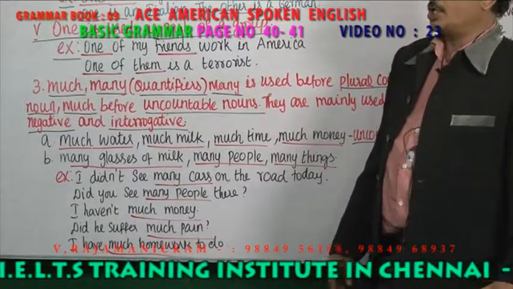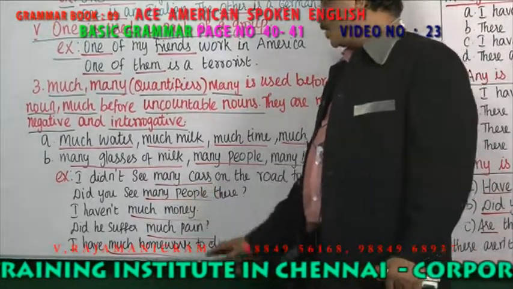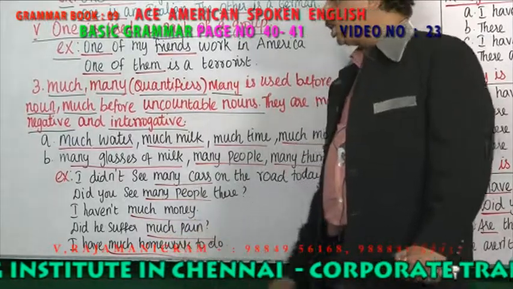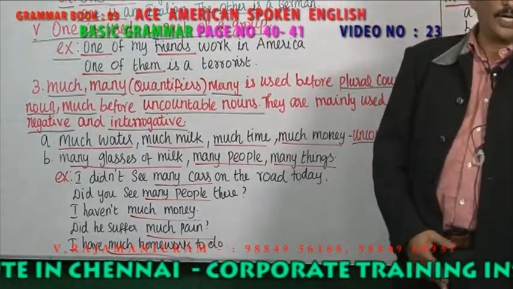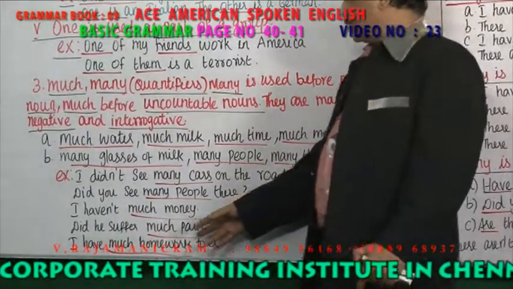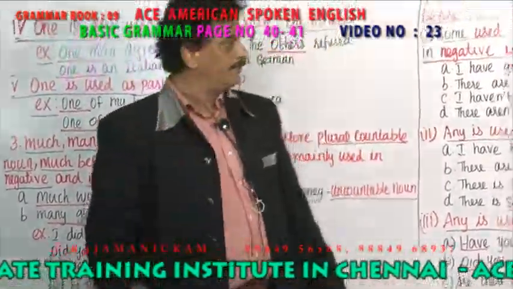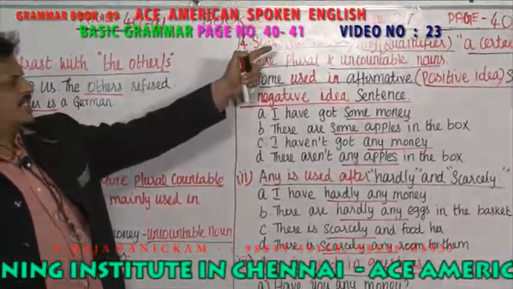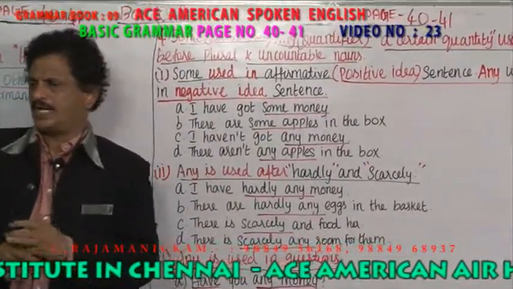No, pain is uncountable. So you say much pain. I have much homework to do. Homework, you don't say one homework, two homework. Much homework, uncountable. So you're using much. Coming here, some quantifiers. What are the quantifiers?